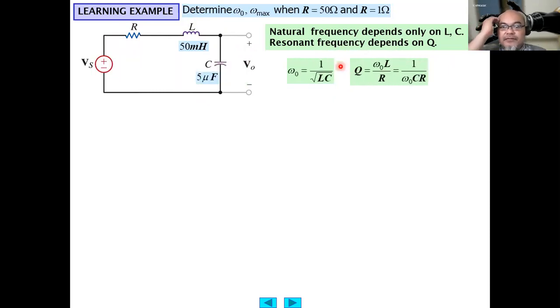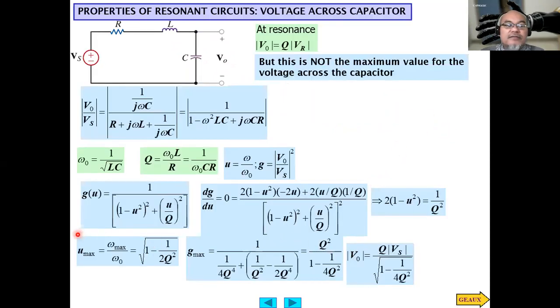Okay. So omega 0 equals 1 over square root of LC, and the quality factor Q equals omega 0 L over R, which equals 1 over omega 0 CR. The omega max, which is defined as the resonant frequency, means the maximum frequency where the V output across this capacitance is the highest. Omega max divided by omega 0 equals the square root of 1 minus 1 over 2Q squared, from this formula.